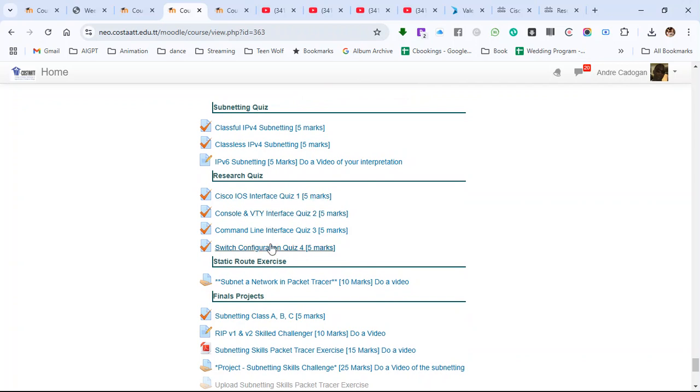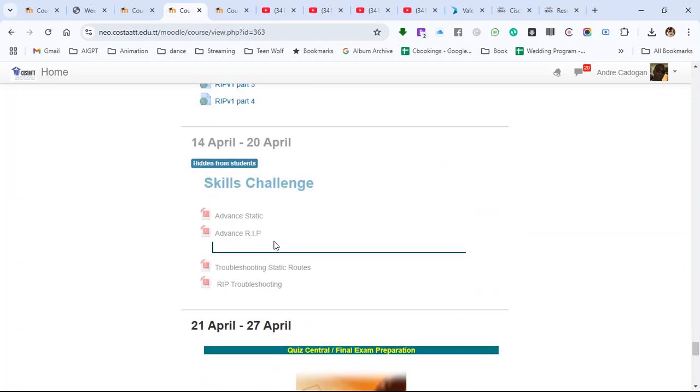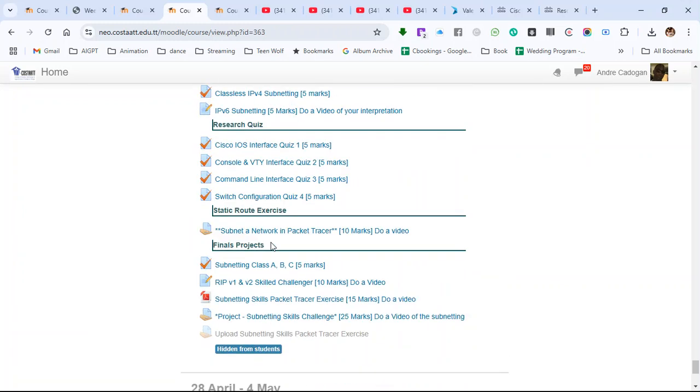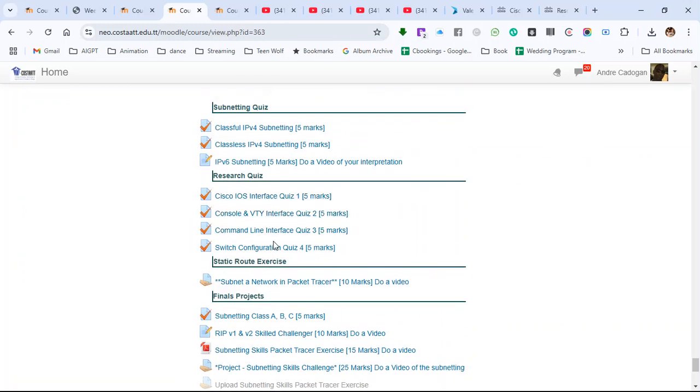You have these 4 exercises to deal with the interface of the Cisco commands, the console and the VTY lines. All those things are very easy to understand. The command line interface and the switching configurations, and that video on that up here. So that is the easiest thing to do. You don't have to worry about these 4 research questions here.